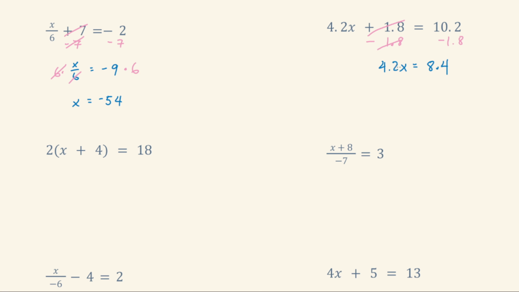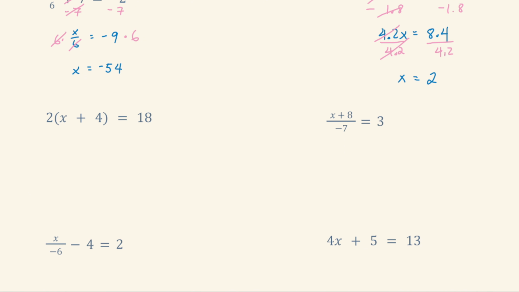And now, x is being multiplied by this decimal number, but that's okay. It's the same idea. It's being multiplied. To undo it, we have to divide, okay? It's okay, that's a decimal, it's fine. We're just going to divide by 4.2 on both sides. These two things cancel out, so that all I'm left with on the left side of my equation is the x. And on the right side, I'm left with 2. So x is equal to 2.